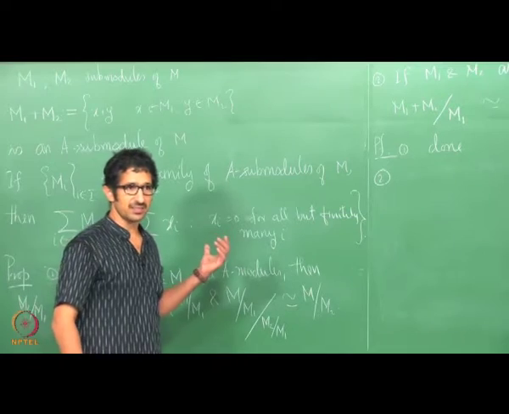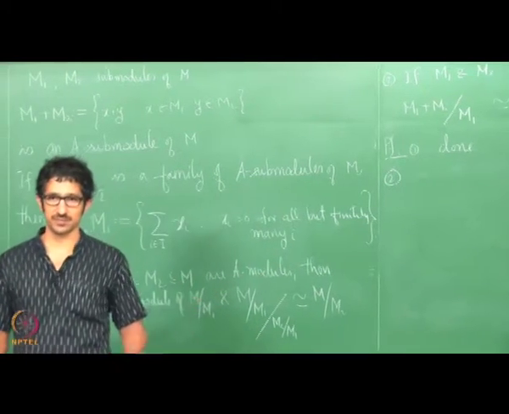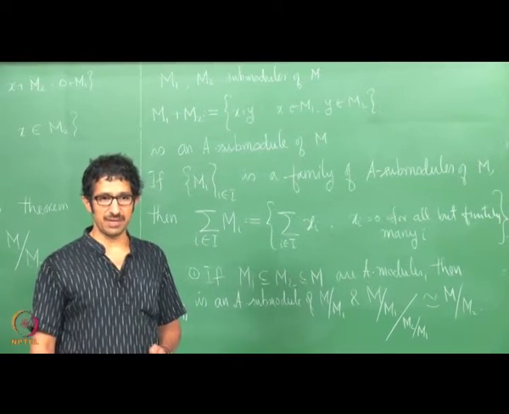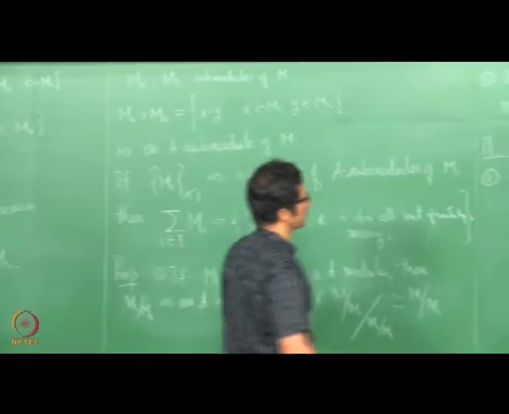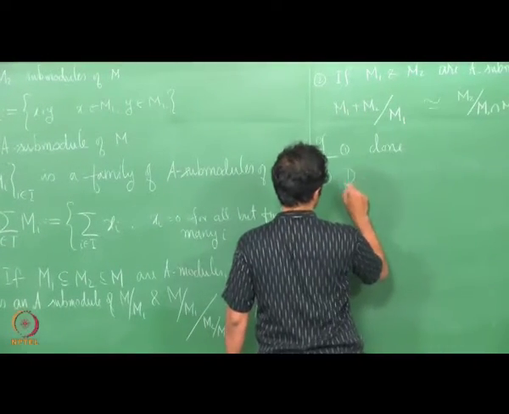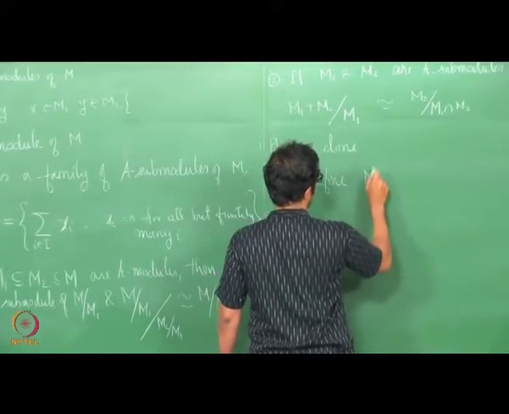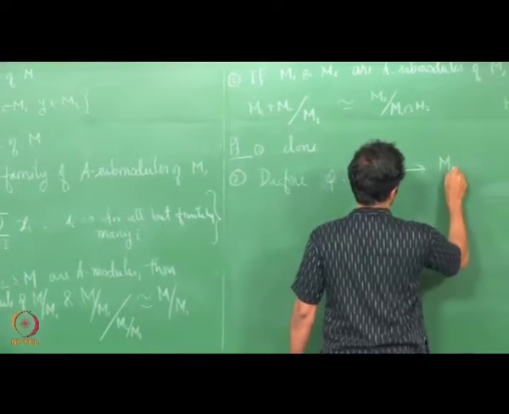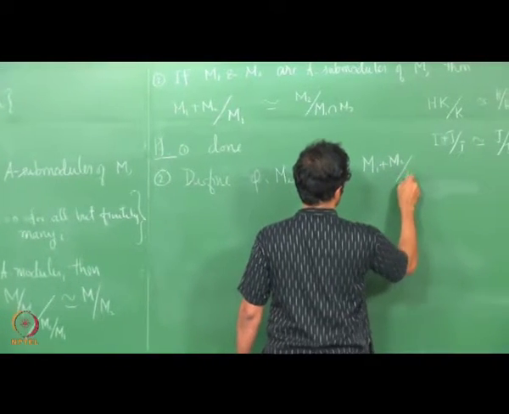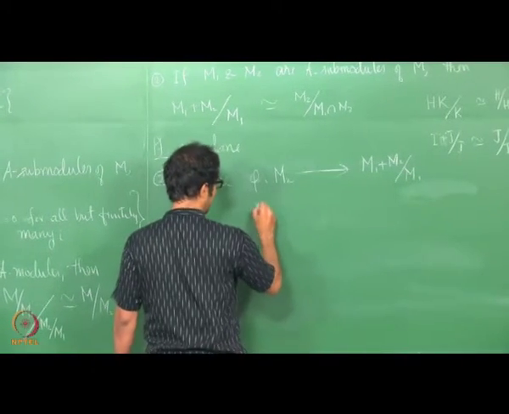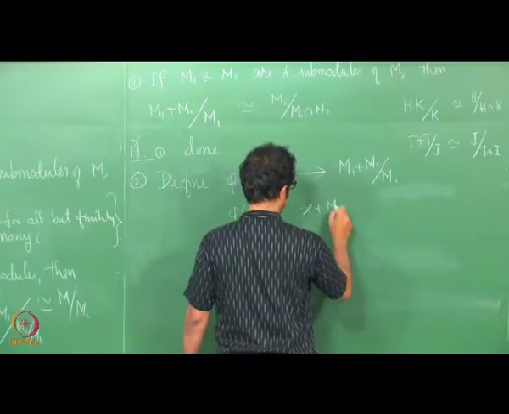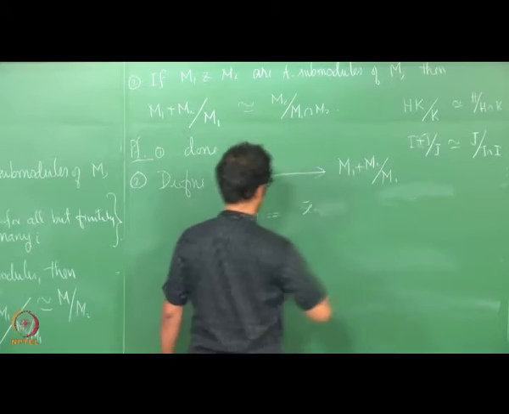Again, think of this as an application of the first isomorphism theorem. Define a map from M2 to M1 plus M2 mod M1. So, define phi from M2 to M1 plus M2 mod M1 by phi of x equals x plus M1, or we will just say, since there is no confusion, x bar.